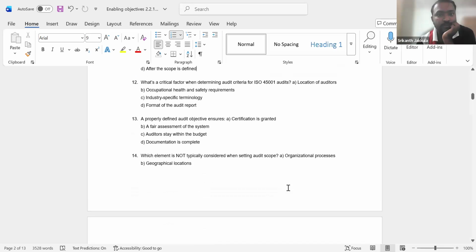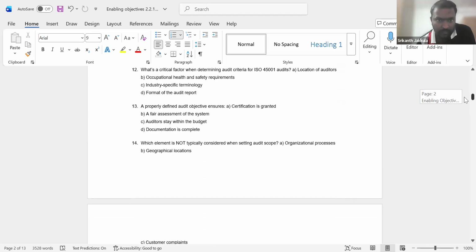12th one. What is the critical factor when determining audit criteria for ISO 45001 audits? Location of auditors, operational health and safety requirements, industry specific format of the audit report. OHS requirements, sir. B. Yeah, correct.